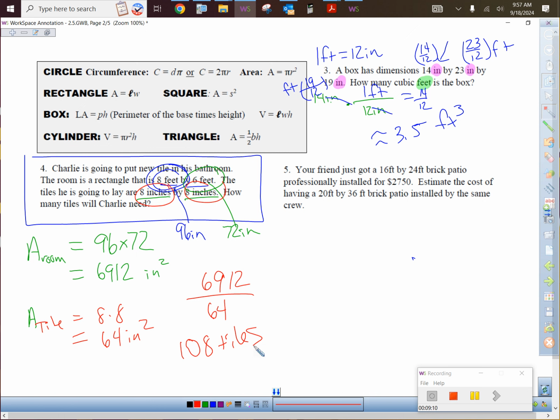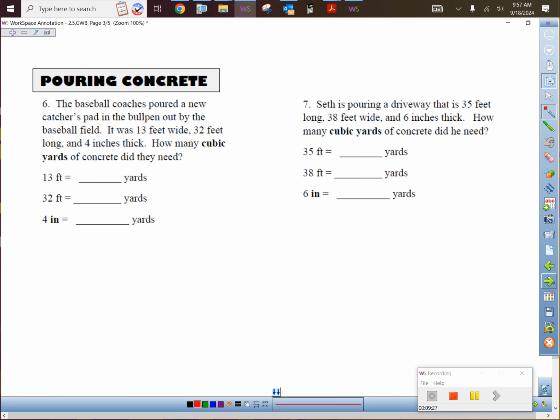We're going to skip number 5, if that's okay with you, right? And then we're going to go to my concrete problems. Concrete is volume, right?